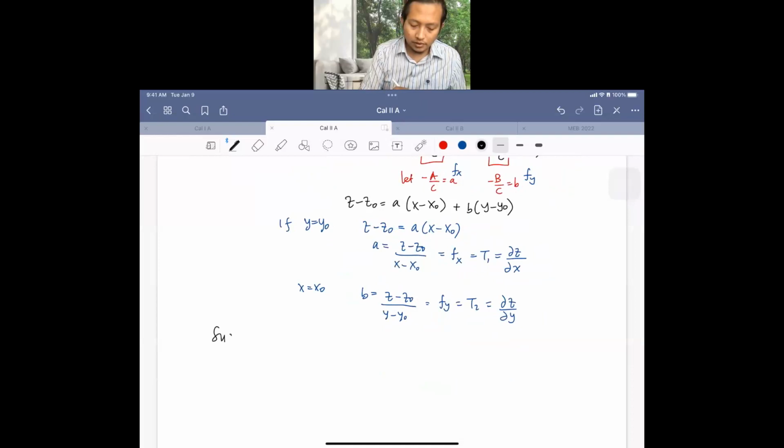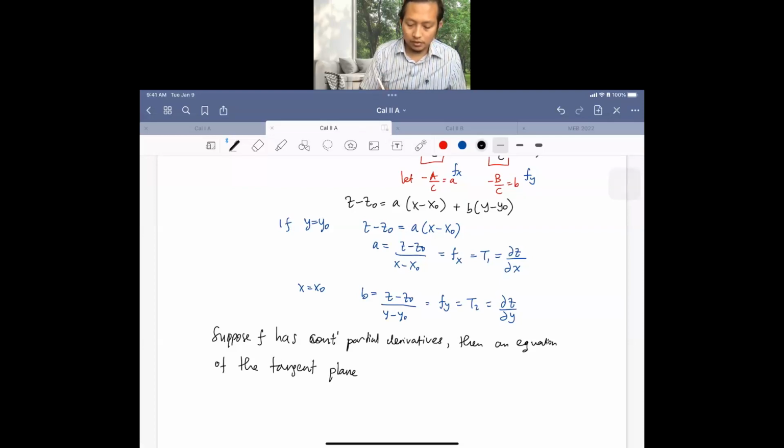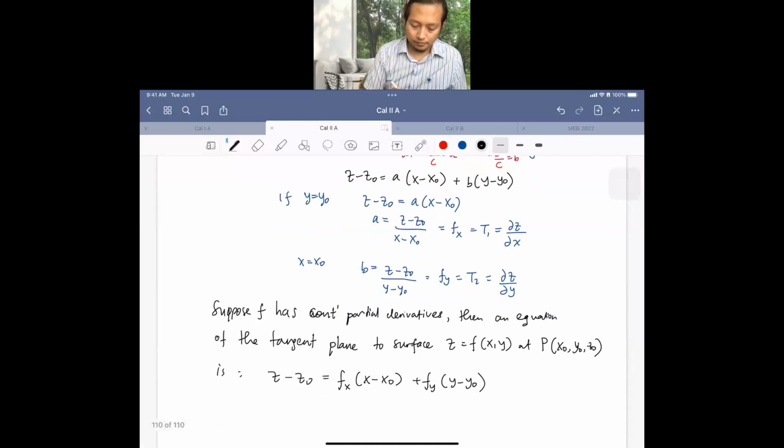Suppose f, the function, has continuous partial derivatives, then an equation of the tangent plane to the surface z = f(x, y) at P(x0, y0, z0) is z - z0 = fx(x0, y0)(x - x0) + fy(x0, y0)(y - y0).